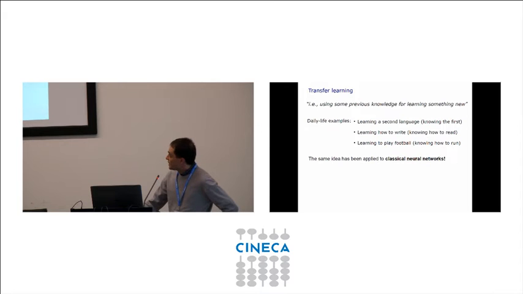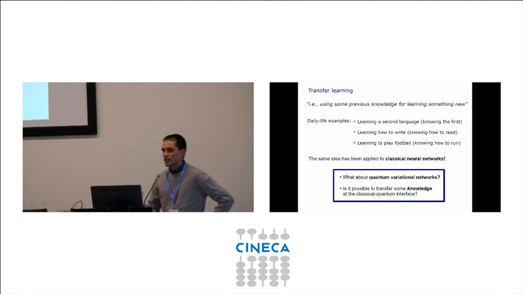And this idea was applied very successfully in classical machine learning, as we'll show you later. And what we want to understand is whether this kind of transfer of knowledge from a physical system, maybe a classical one, into a quantum one, is possible using this kind of variational neural networks.